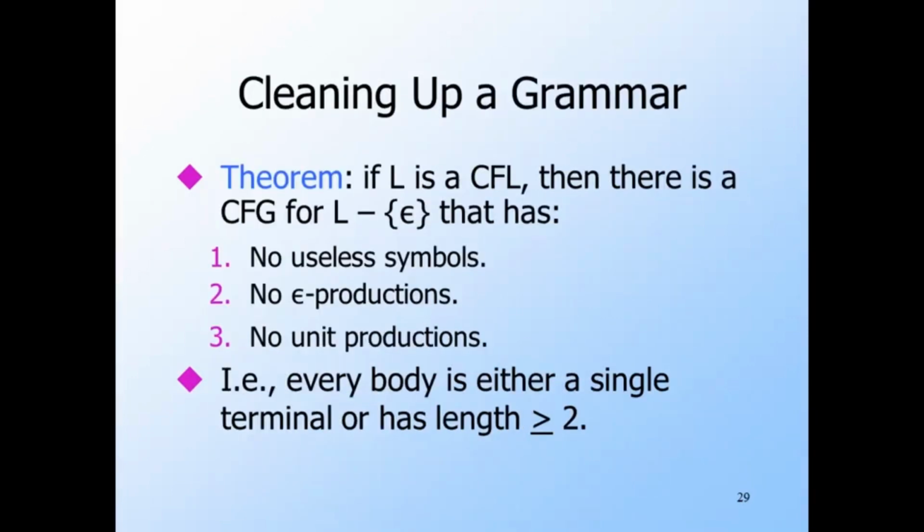We can now combine the 3 simplifications to make a strong statement about grammars. If L is a context-free language, then L minus epsilon has a grammar with no useless symbols, no epsilon productions, and no unit productions. Another way to put it is that L minus epsilon has a grammar in which every production body is either a single terminal or has length at least 2.